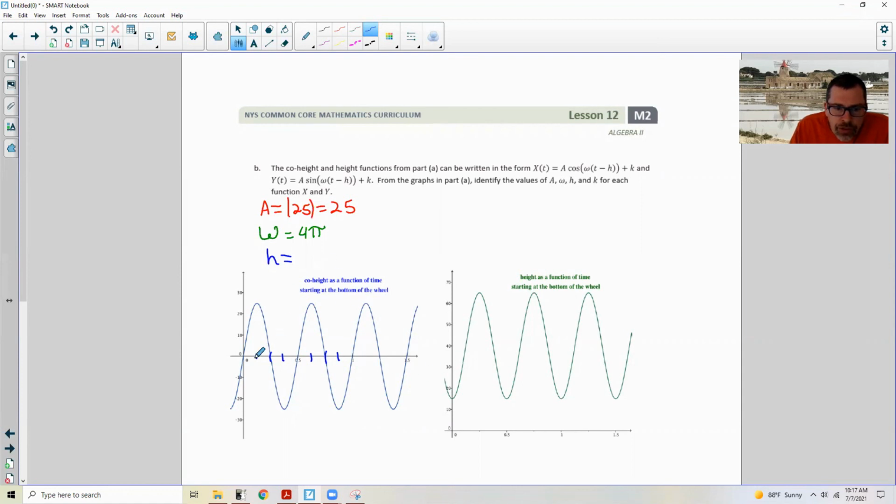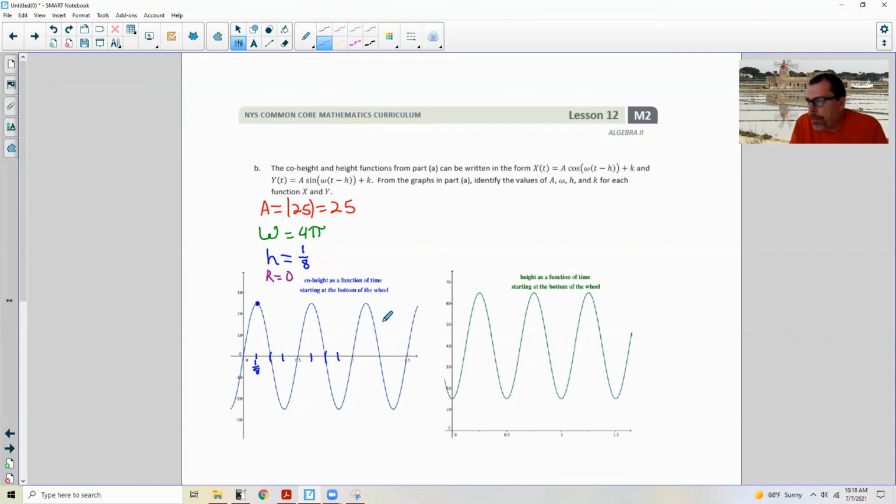So the shifted cosine is supposed to start at 1. Here it's at 0. And so that's the maximum right here, and that occurred at 1/8 of a minute. This is a quarter, 3/8, 4/8, 5/8, 6/8, 7/8, 8/8. So H is 1/8. And K, in this case, is not shifted up or down. K is 0.